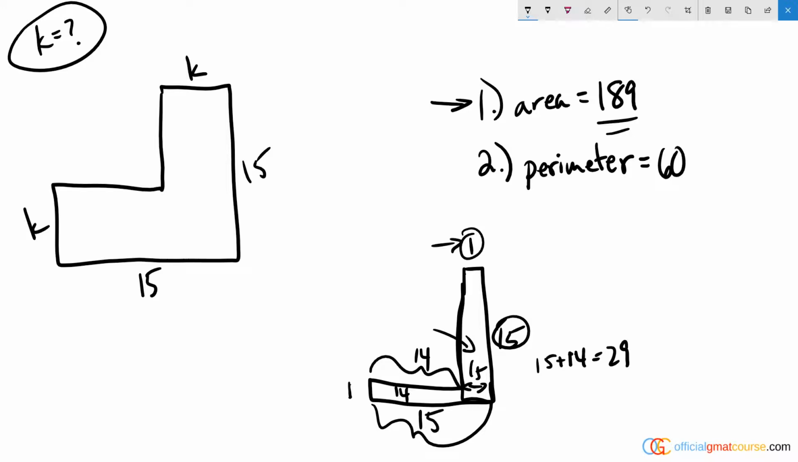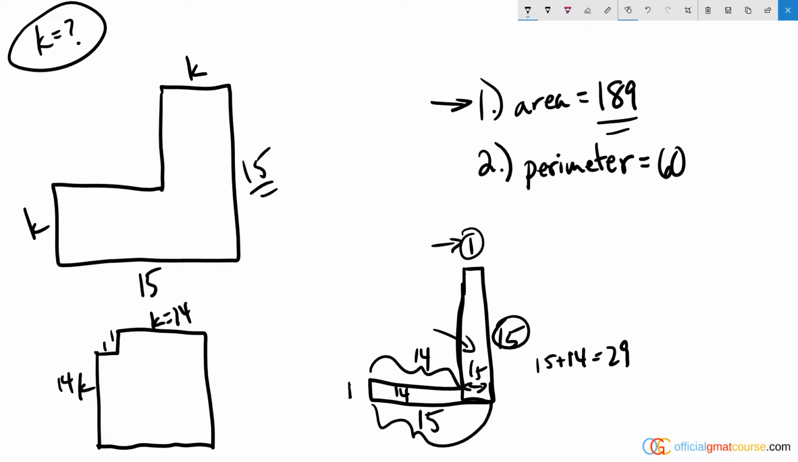Now, what would happen if we made K very large? We can't make K larger than 15 because then we wouldn't have a real shape, but we can make K 14. And if we make K 14, we get a shape like this, where K is taking up almost this full side. And so K is equal to 14, 14, and this becomes 1 and 1. And then we have sides of 15 and 15 here.